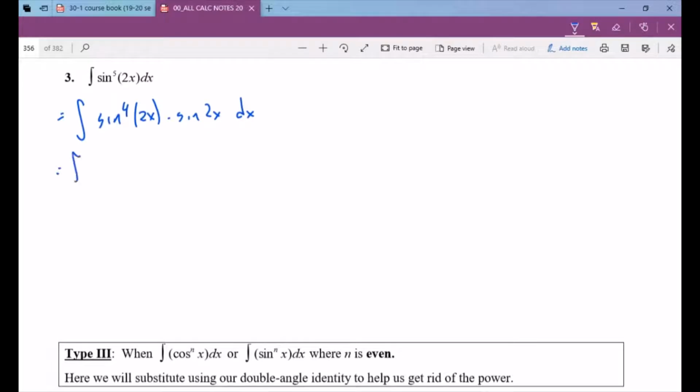This ends up being equal to the integral of sine squared 2x, squared, times sine 2x dx. We're now going to change that inner sine squared 2x into 1 minus cos squared 2x. This is still all being squared. Times sine 2x dx.